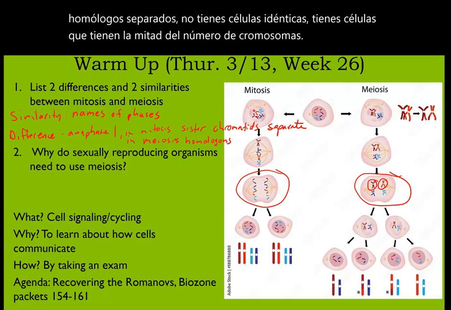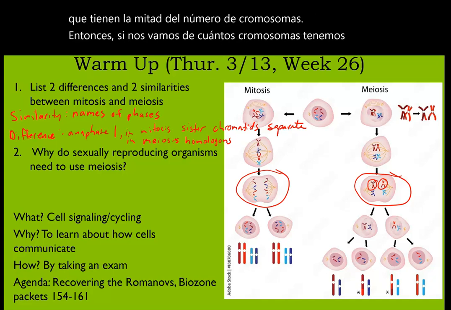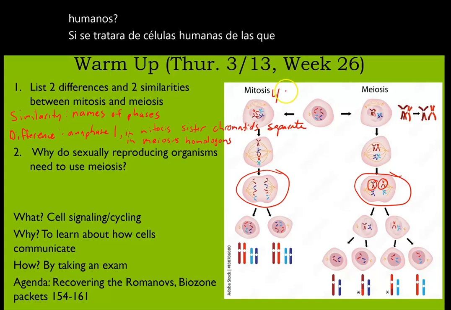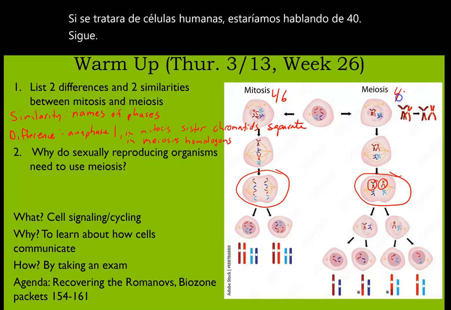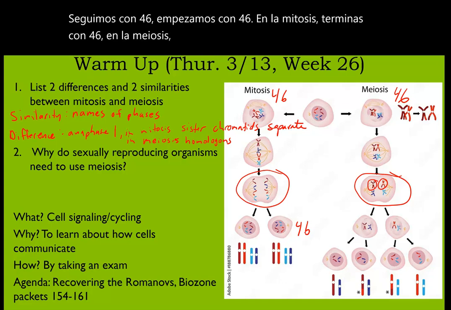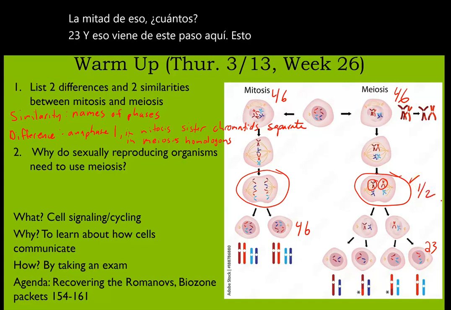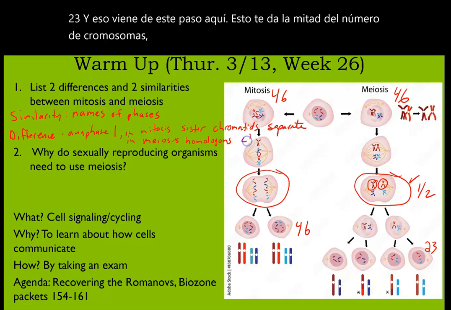So if you go from like, how many chromosomes do us humans have? If these were human cells, we're talking about 40. Keep going. Keep going. 46. We start out with 46. In mitosis, you end up with 46. In meiosis, you don't end up with 46. You end up with half of that, which is how many? 23. And that comes from this step here. This gives you half the number of chromosomes, the separation of homologous chromosomes.